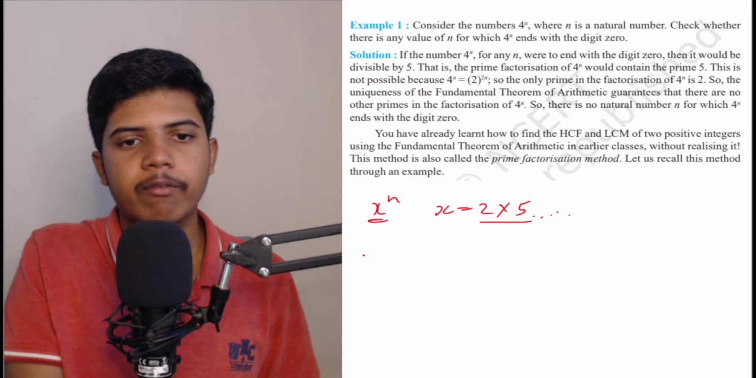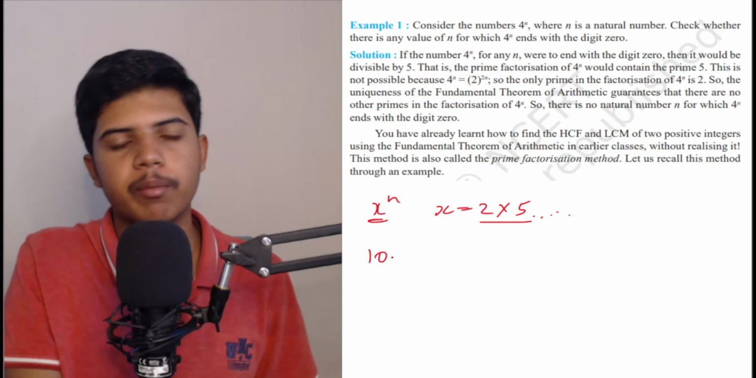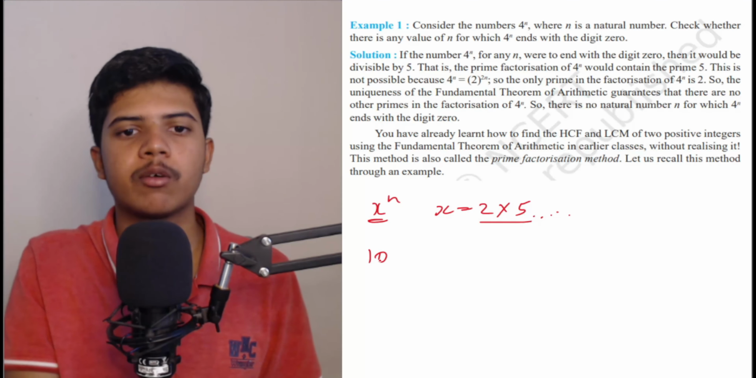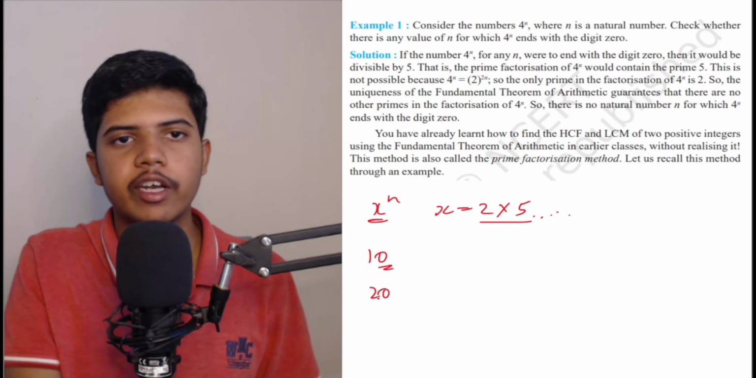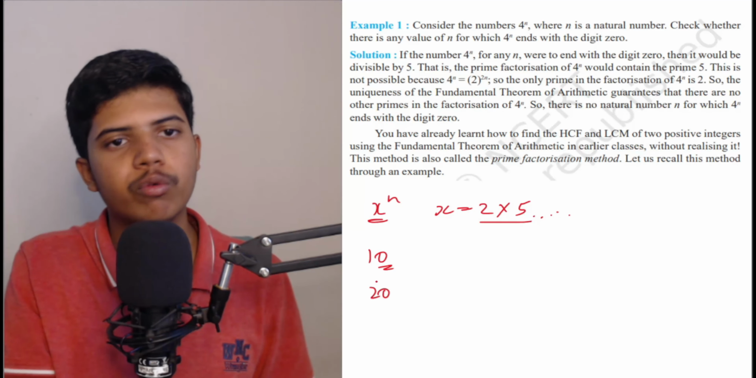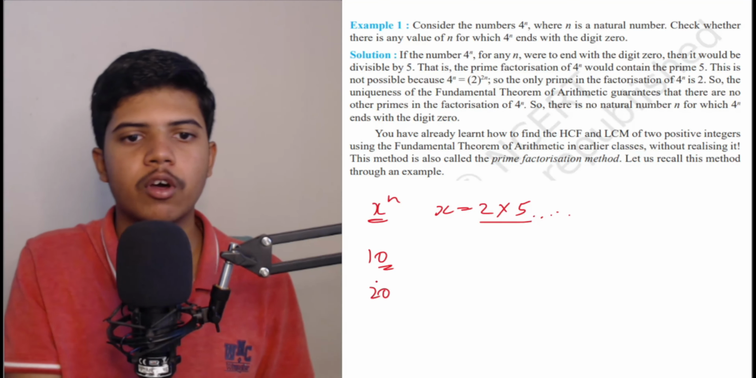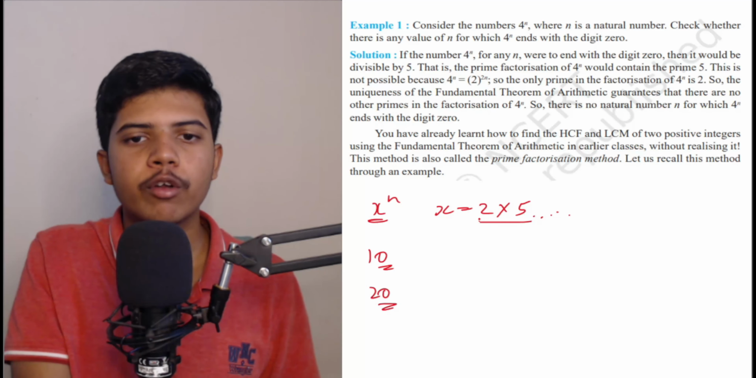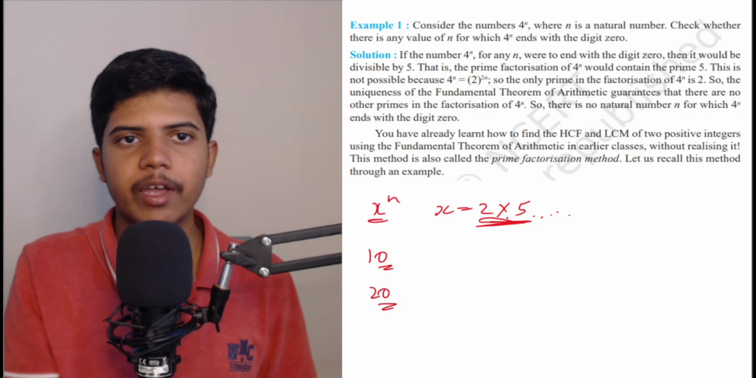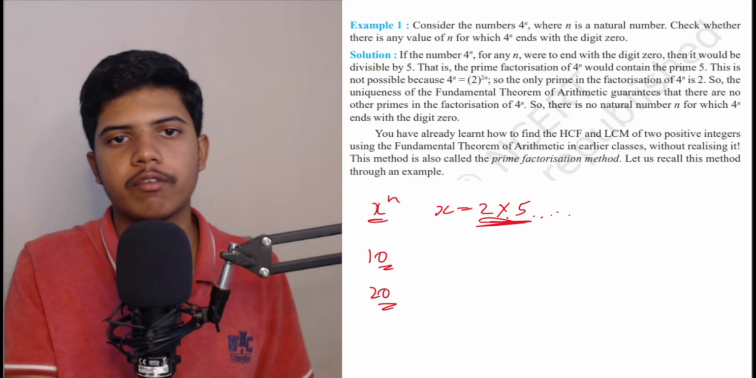For example, 5 twos are 10. We can take 10 to the power n. So 10 to the power 1 is 10, 10 to the power 2 is 100, 10 to the power 3 is 1000. All of them end with the digit 0. Suppose you take 20. 20 to the power 1 is 20, 20 to the power 2 is 400, 20 to the power 3 is 8000. All of them end with the digit 0. What is common in all of them? 2 into 5. 2 and 5 are common prime factors in all of them.